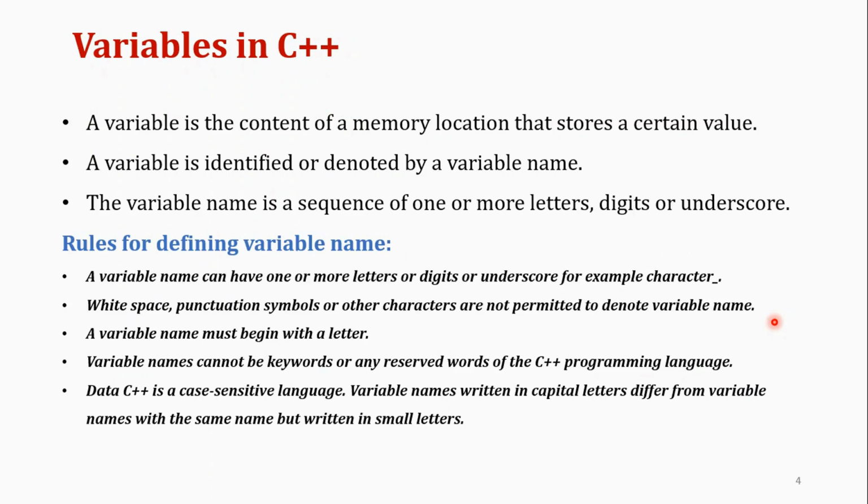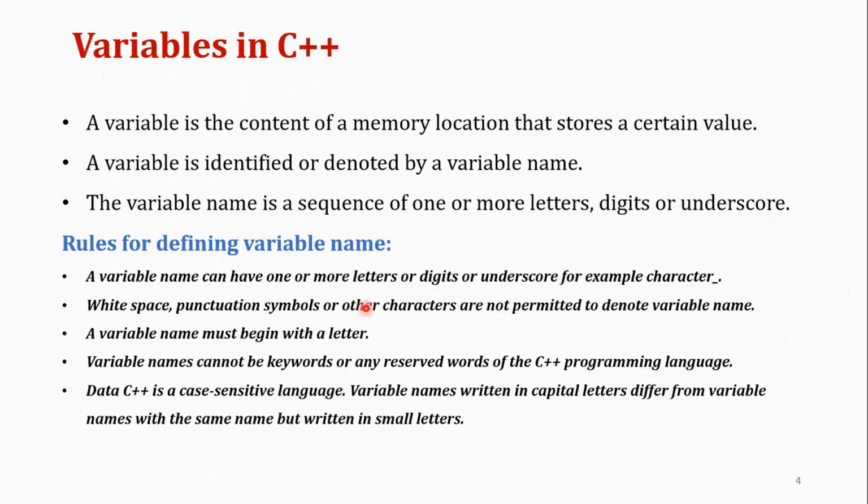So that is what is called a variable. A variable is an identifier denoted by a variable name. A variable name is a sequence of characters, letters or underscore. We have some rules for defining a variable name.